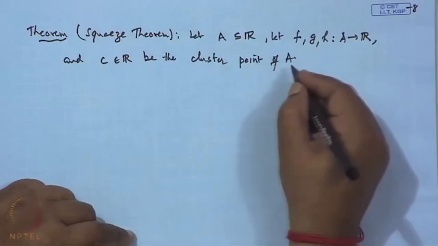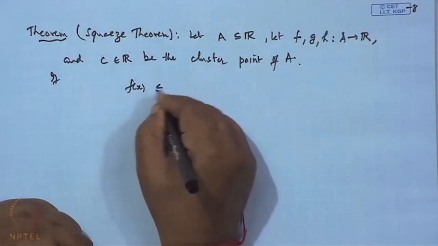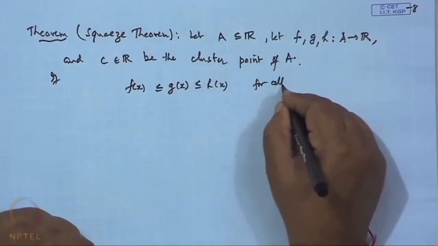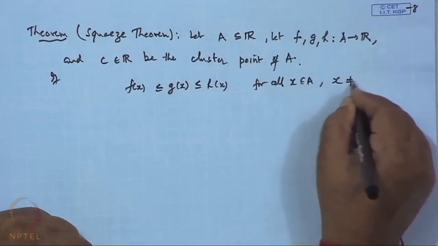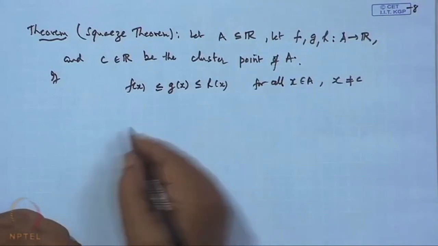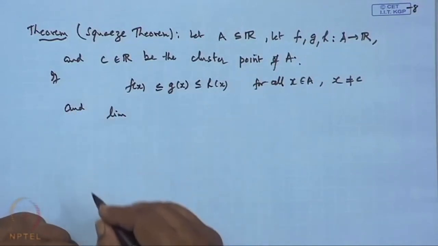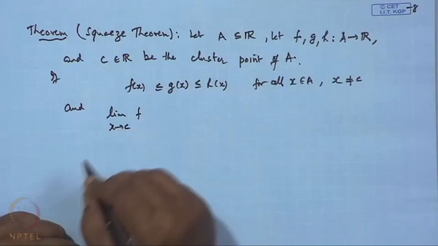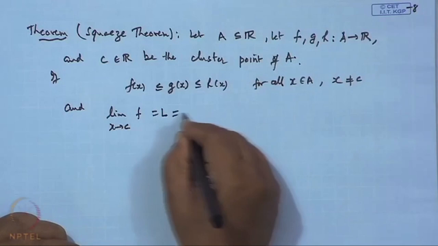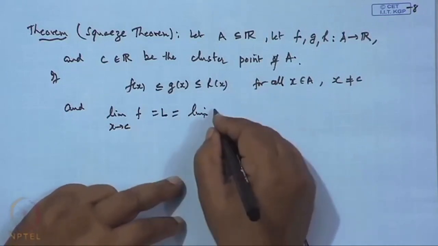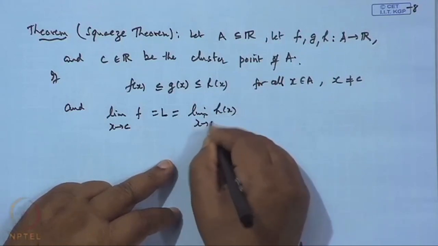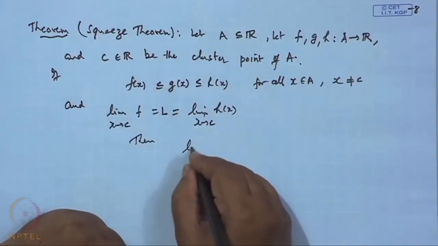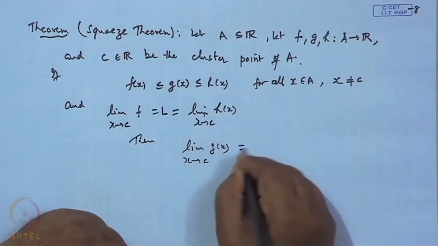Point of A. Now, if this inequality holds, f(x) is less than or equal to g(x) is less than or equal to h(x), for all x belonging to A except, say, c, x not equal to c, and if the limit of f as x tends to c is L, which is the limit of h(x) when x tends to c, both the limits exist and they have the same value, say L, then the squeeze theorem says the limit of g(x) when x tends to c will also be L.